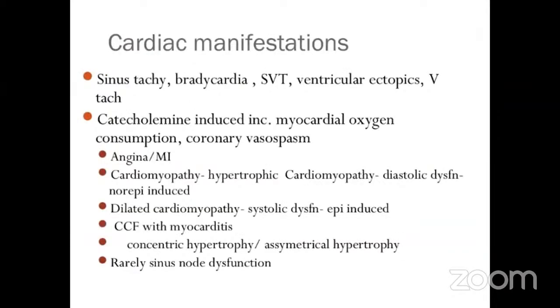Cardiac manifestations in pheochromocytoma include sinus tachycardia, bradycardia, supraventricular tachycardia, ventricular ectopics, and ventricular tachycardia. Catecholamine-induced increased myocardial oxygen consumption and coronary vasospasm cause angina or myocardial infarction. Cardiomyopathy, mostly hypertrophic cardiomyopathy, dilated cardiomyopathy, and congestive cardiac failure with myocarditis, concentric hypertrophy or asymmetrical hypertrophy, and rarely sinus node dysfunction.